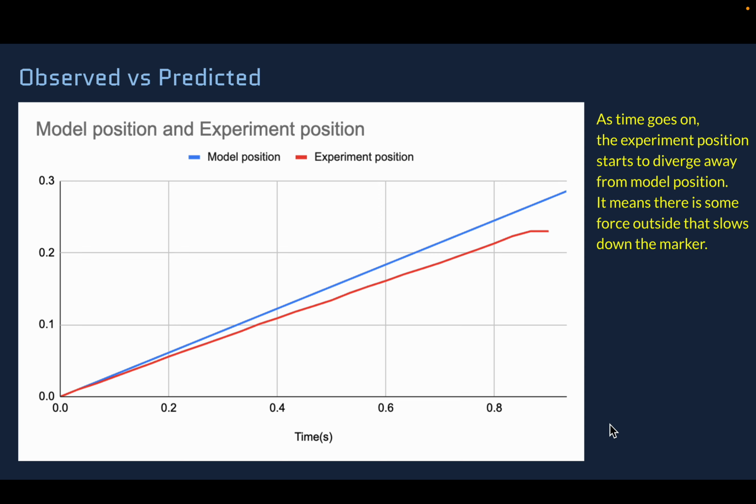If I look at the two graphs, the blue line is the model position and the red line is the experimental position. We can see that as time goes on, the experimental position starts to diverge away from the model position. It means there is some outside force that slows down the marker.